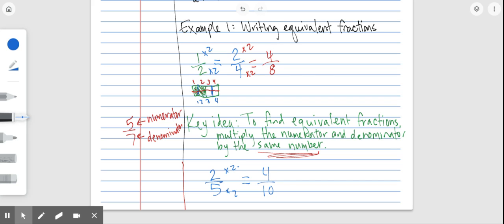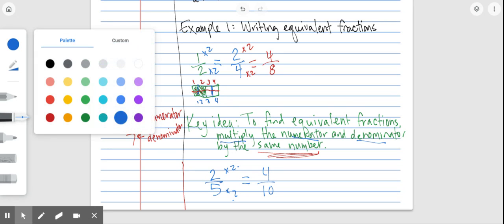All right, sorry you guys, I know we stopped in the middle of that last example. So 2/5. Again, I'm multiplying the numerator and the denominator by the same number. So 2 times 2 is 4, 5 times 2 is 10. So 4/10 is the same as 2/5. Okay, now let's check it.